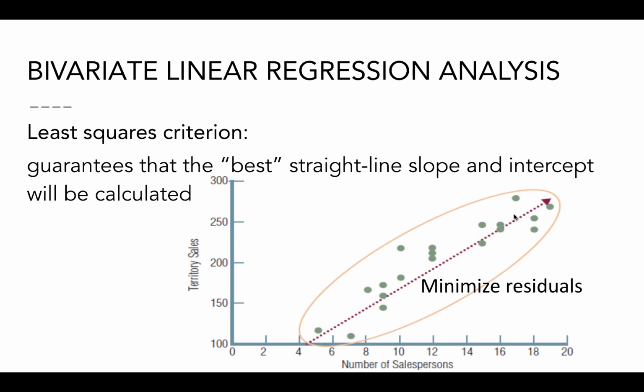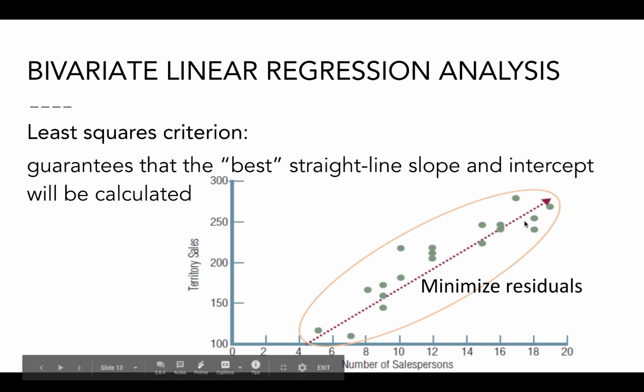The reason why we square them is because otherwise positive and negative residuals eliminate one another. They cancel each other out. So the whole idea is to minimize residuals.